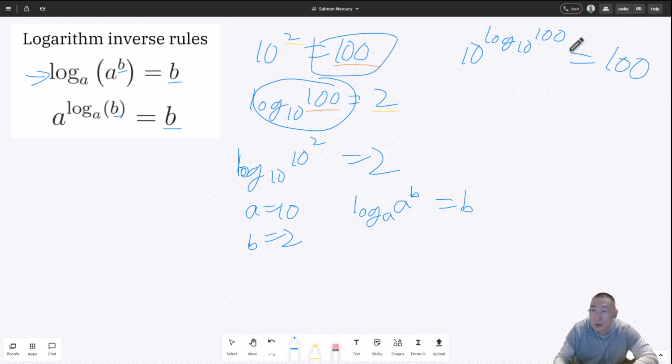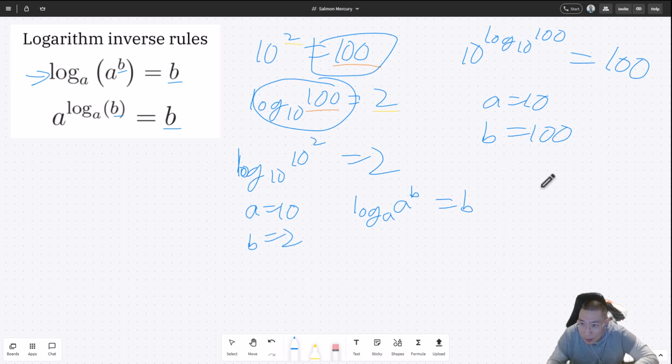So here, a will be 10 again this time. However, b will be 100. So if we plug it in, we plug in a as the 10s here and b as the 100s here. Then basically it becomes a to the power of log base a of b is equal to b. So we have 10 to the power of log base 10 of 100 equals 100, which is a to the power of log a of b is equal to b. Okay, so that's basically how it works.